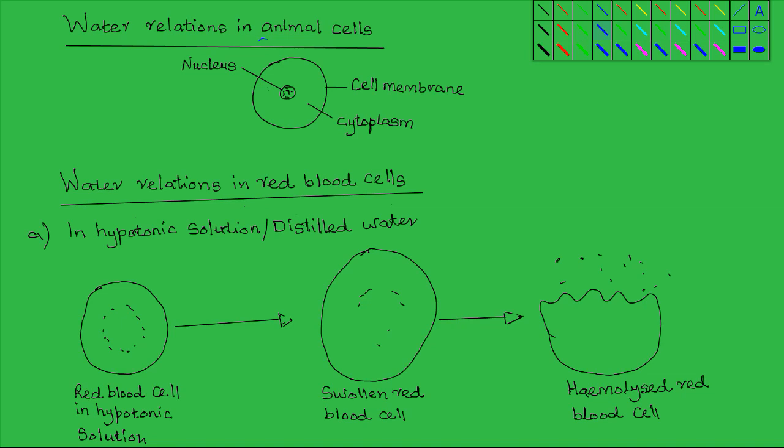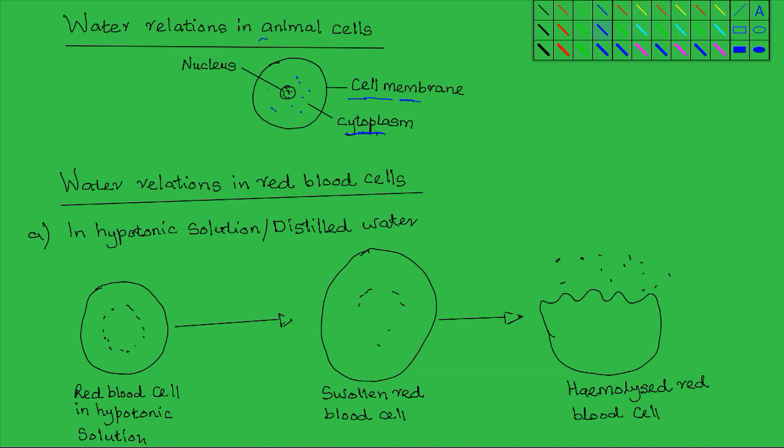When an animal cell is placed in a solution, it will either gain water by osmosis or lose water by osmosis. It all depends on the osmotic pressure gradient. So if it is placed in a hypertonic solution, it will lose water by osmosis. And when placed in a hypotonic solution, it will gain water by osmosis.